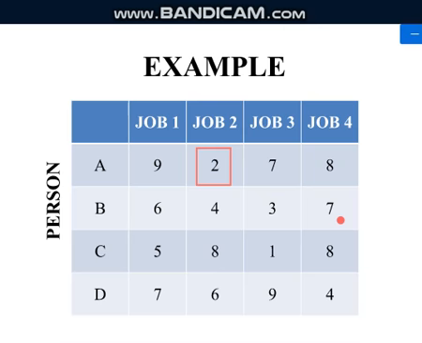Second row, what is the least possible value? It is 3. Third row, what is the least possible value? It is 1. Fourth row, what is the least possible value? It is 4. Okay, so this we have. What we do is, we just subtract this least possible value from the rest of the values in the row.